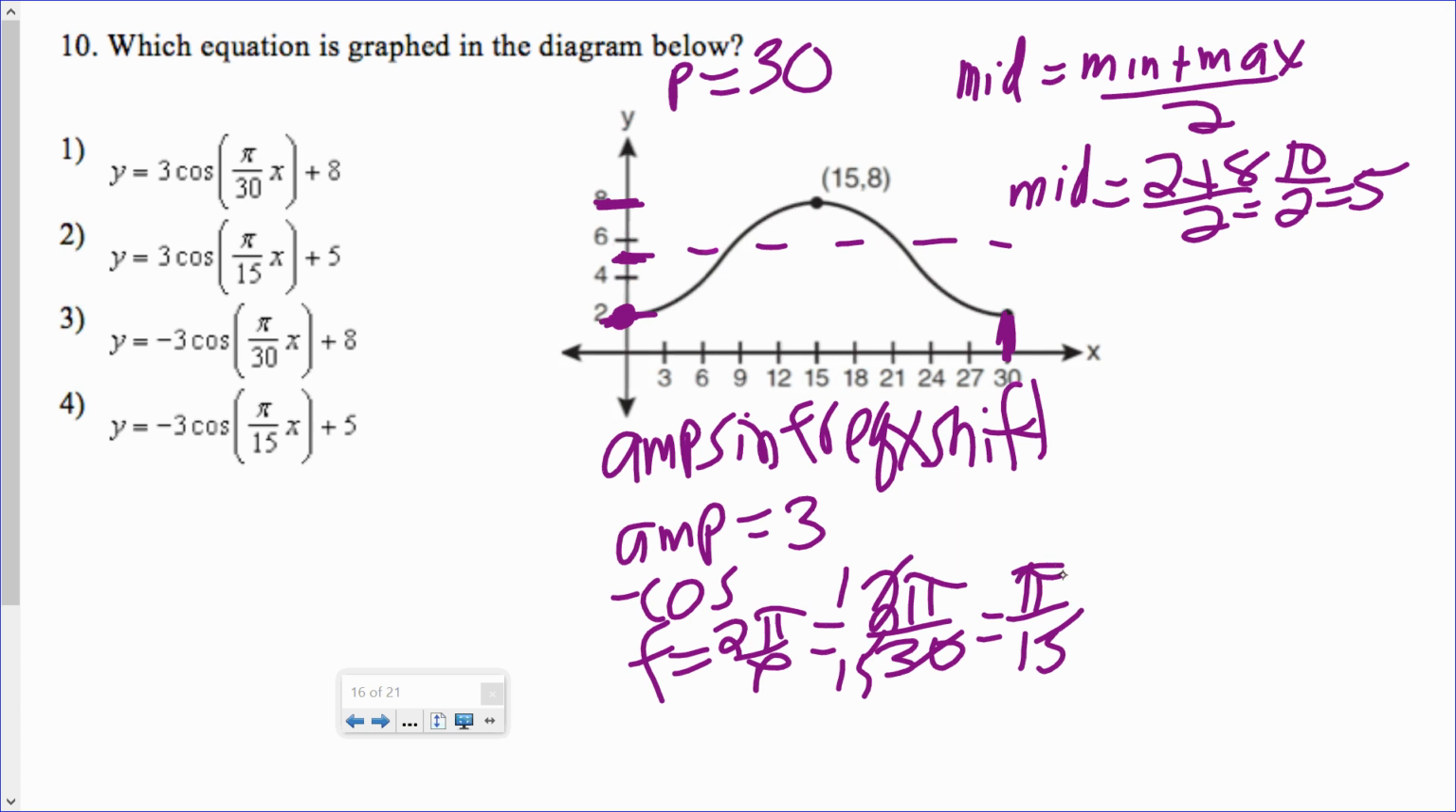Your period's not going to always have a pi. In real life, you're generally going to have numbers. If I'm talking about a Ferris wheel going in a circle, it doesn't take 2 pi minutes. It takes 2 minutes. So it's very normal for the period to be an integer and the frequency to have a pi in it. Shift is the midline, which again is 5. I want to give you 30 seconds now to try and put that all together and come up with your answer.